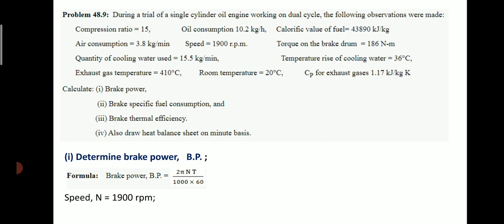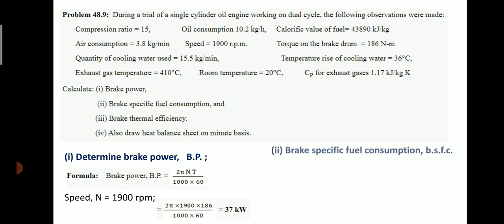That is given in the problem as 1900 rpm, and by putting the value of speed N equal to 1900 rpm, we can calculate the brake power. Here 2 pi N means 1900 multiplied by torque, that is given as 186. If torque is not given in the problem, then we have to assume that torque. So here torque is 186, divided by 1000 multiplied by 60, then we can have the value for brake power, 37 kilowatt.